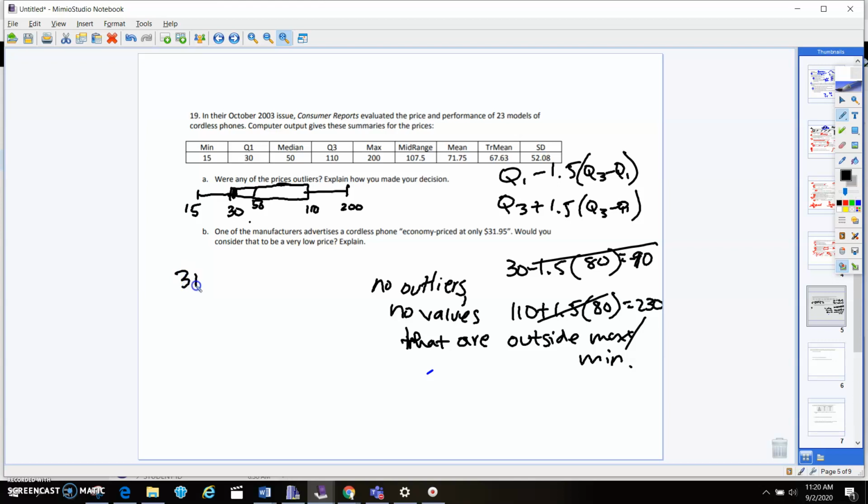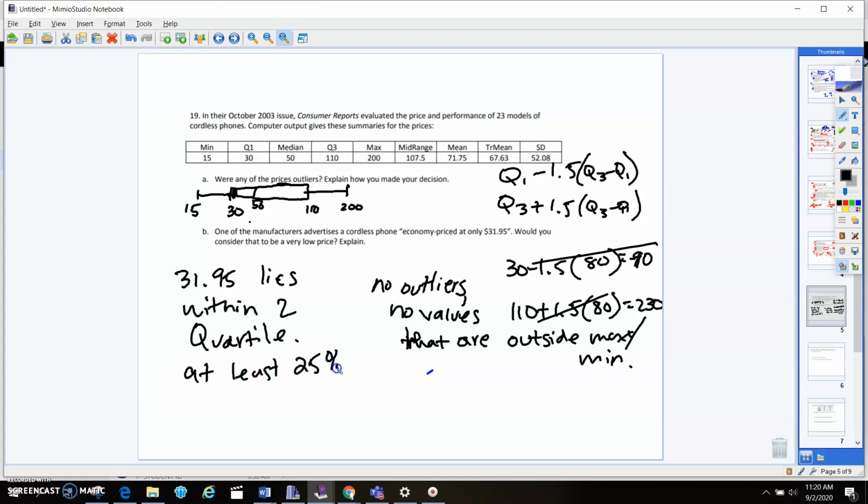Okay, so $31.95 lies within two quartiles. At least 25%, and 25% means Q1 and below. At least 25% of the data is less than 31.95. And so no, it's not a low price.